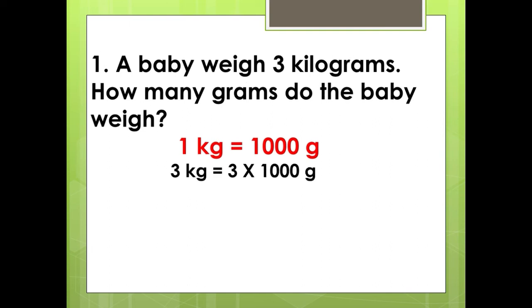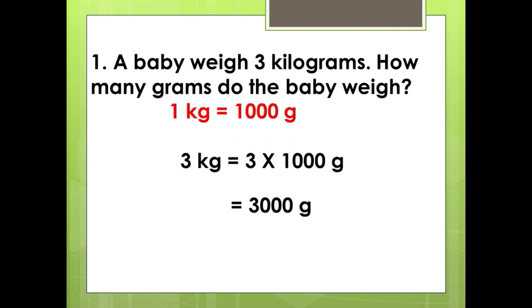So in the question they have given 3 kilograms. So 3 kilograms equals 3 into 1000 grams. 3 into 1000 is 3000 grams. So 3 kilograms equals 3000 grams. The weight of the baby is 3000 grams.